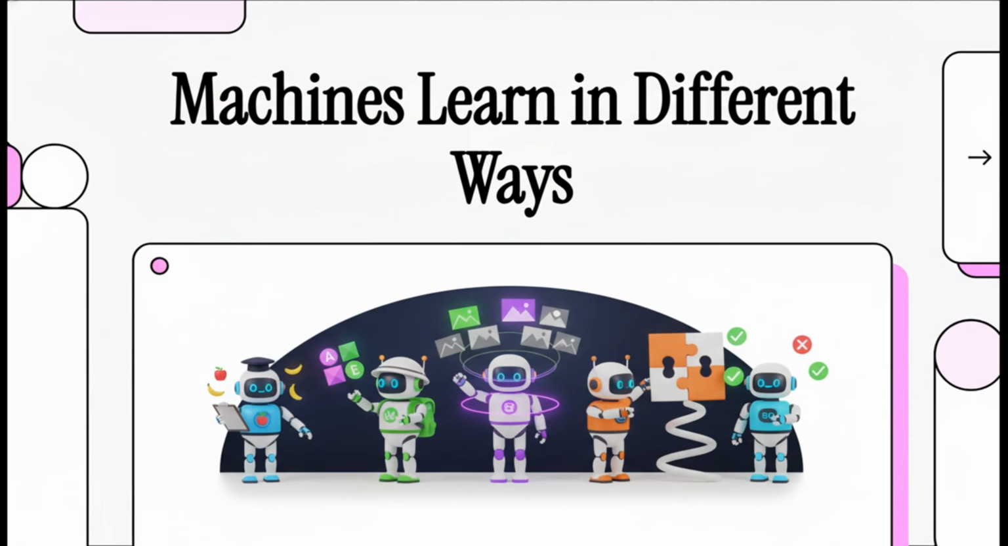You know, it's easy to think of artificial intelligence as just one big single thing. But what if I told you that, just like people, machines have totally different ways of learning? Some of them need a teacher, some are like little explorers, and others learn just by trial and error. So let's break it all down.